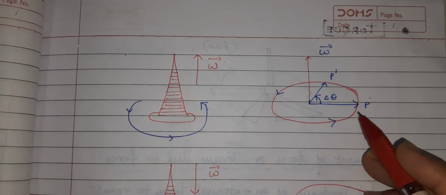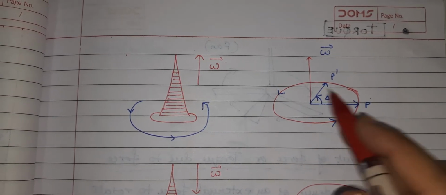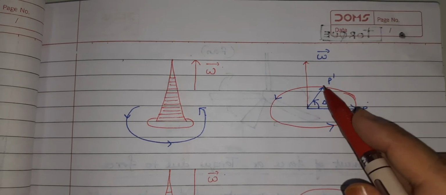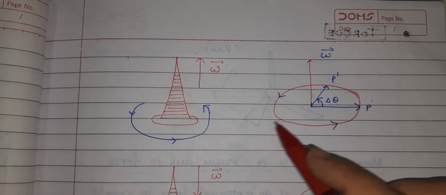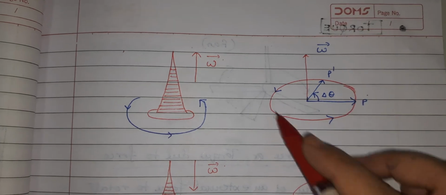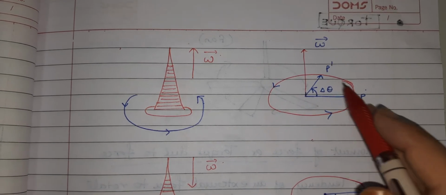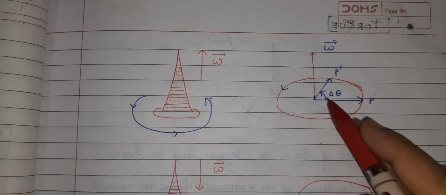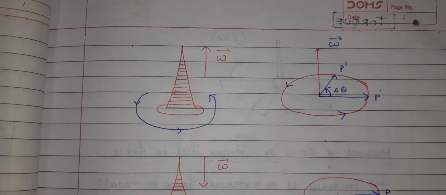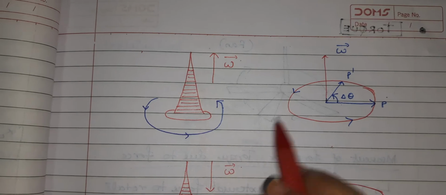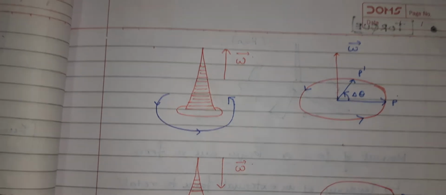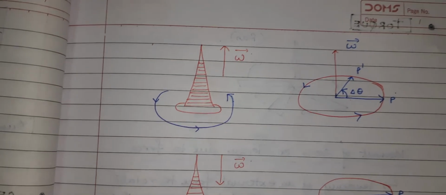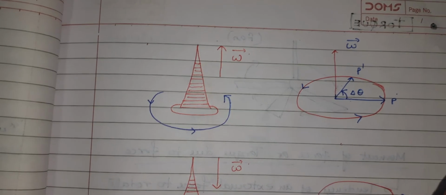Suppose a body is rotating in an anti-clockwise direction from P to P dash, then to double P dash, and then triple P dash. This means the body is rotating in this way, that is anti-clockwise. And suppose for a small instant of time delta t, the displacement that took place is delta theta. So in this case, where will the screw go?